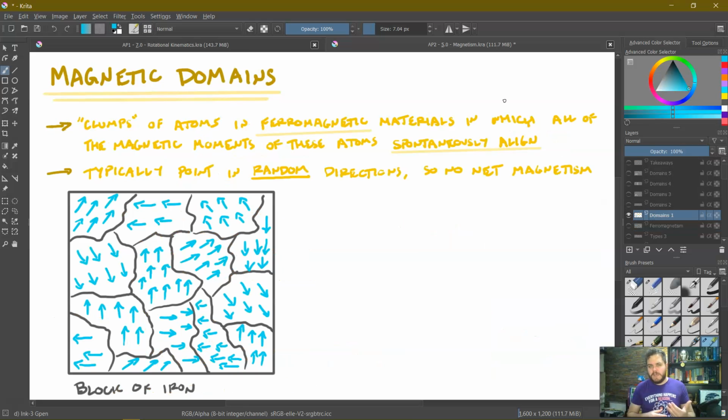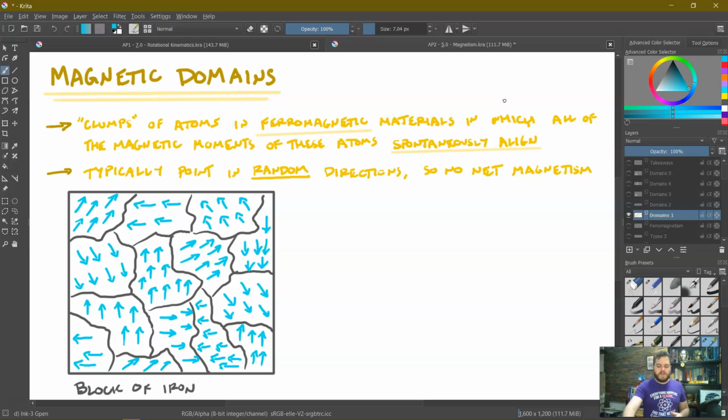Something else that's unique about ferromagnetic materials specifically is that their atoms will clump together into basically little pieces of material that have all of the magnetic moments of the atoms aligned. These are called magnetic domains. These are pieces inside the material where all of the atoms nearby are lined up with their magnetic moments in the same direction. And these emerge spontaneously. It really has to do with them just being a lower energy state.